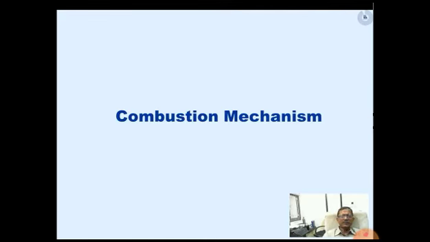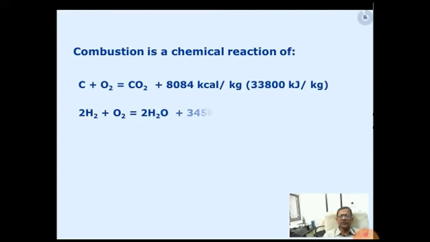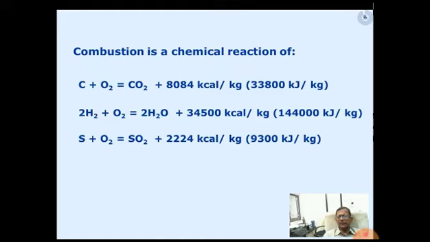First, let us see the combustion mechanism. When fuel burns in presence of air, we know that the chemical reaction taking place is the oxidation of the carbon, hydrogen and sulfur, and these are highly exothermic reactions. So if I take a look at this reaction, the carbon will react with oxygen to form CO2 and it will produce 8084 kilocalorie of heat per kg of carbon. That means 1 kg carbon reacts with oxygen, forms CO2. 8084 kilocalorie will be the heat released by this combustion reaction.